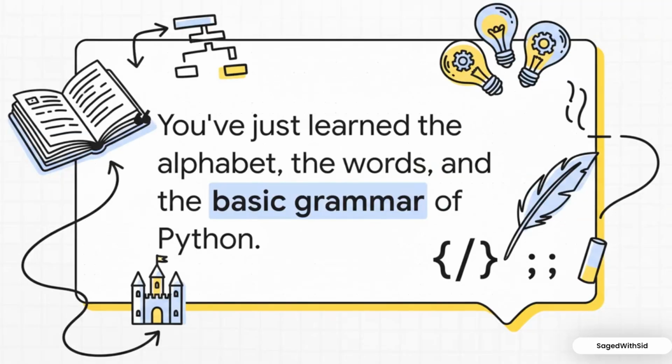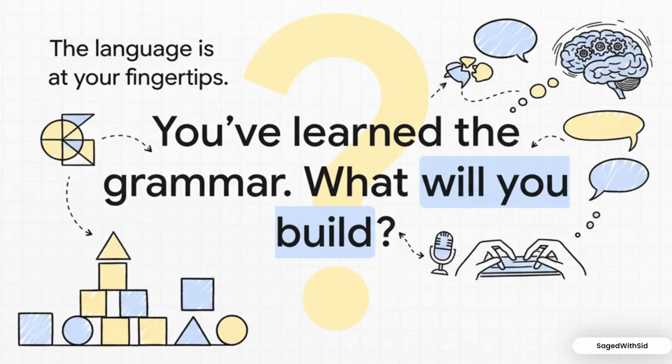What we just did, you learned the alphabet, some basic words, and the sentence structure of Python. You now have the fundamental grammar to start expressing ideas. The only thing left to do is to start writing. So the building blocks are all yours. The tools are in your hands. There's really only one question left to ask yourself. You've learned the grammar, so what are you going to build?